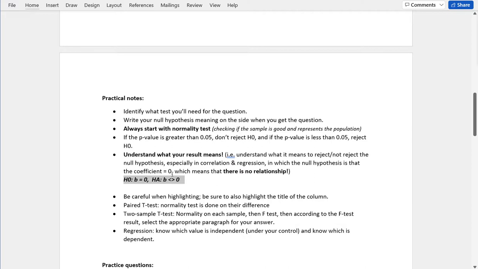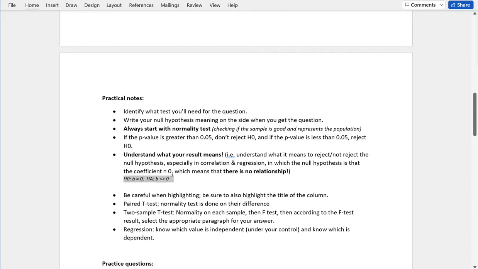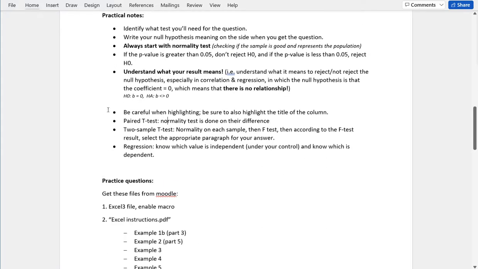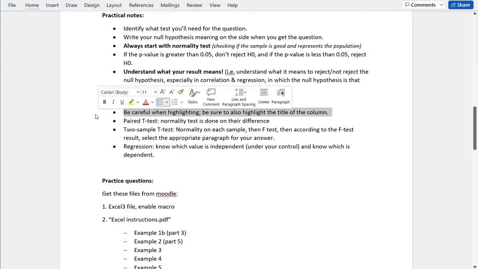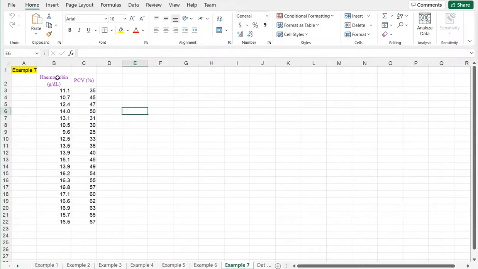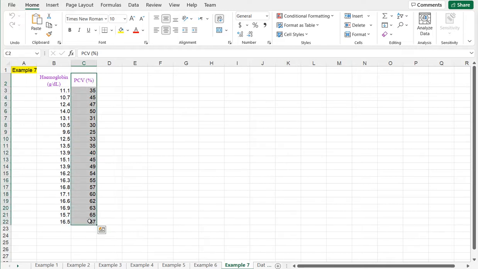I'll keep this here. I'll just increase this size like that. Okay, so that's good enough. Anyways, onwards. These are more practical points. We'll get to these when we reach them. Be careful when highlighting, and be sure to highlight the title of the column. Otherwise, it might mix you up and confuse you. When you're highlighting, this is the title of the column, highlight this as well, and then select. Don't just highlight the numbers, but highlight from the top of the column onwards, including the title.